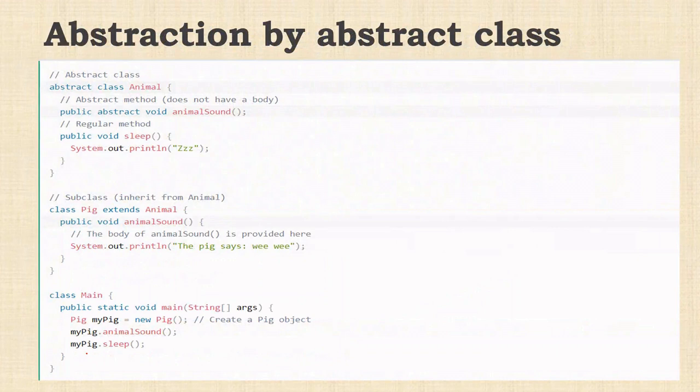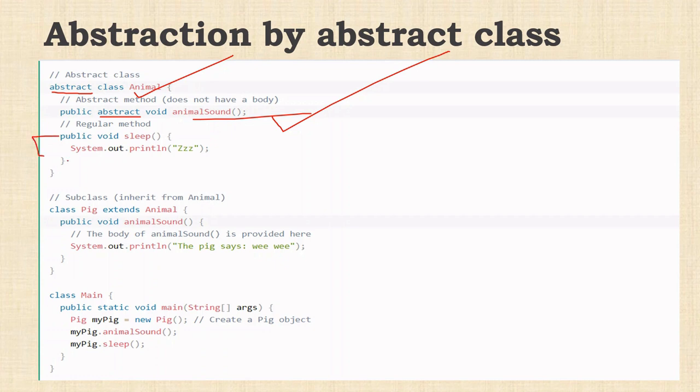So, abstraction by abstract class. We are going to see how we can achieve abstraction with the help of the abstract class. This is the abstract class: the Animal class is abstract, which is defined with the help of the abstract keyword. This is the abstract method, and it doesn't have a body. An abstract method has only the declaration, so there is no body. We have the animalSound abstract method in the Animal class, and we have a regular method, which is a concrete method, sleep.